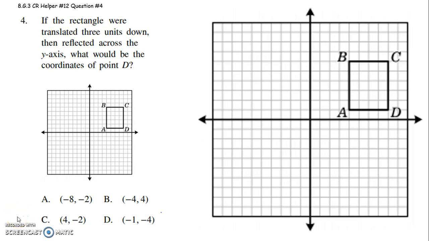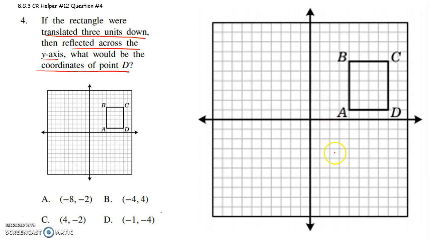All right, 8th graders, this is to help you with question 4 on CR number 12. It says if the rectangle were translated 3 units down, so you're going to slide it 3 units down and then reflect it across the y-axis, get the mirror image across the y-axis. What would be the coordinates of point D?